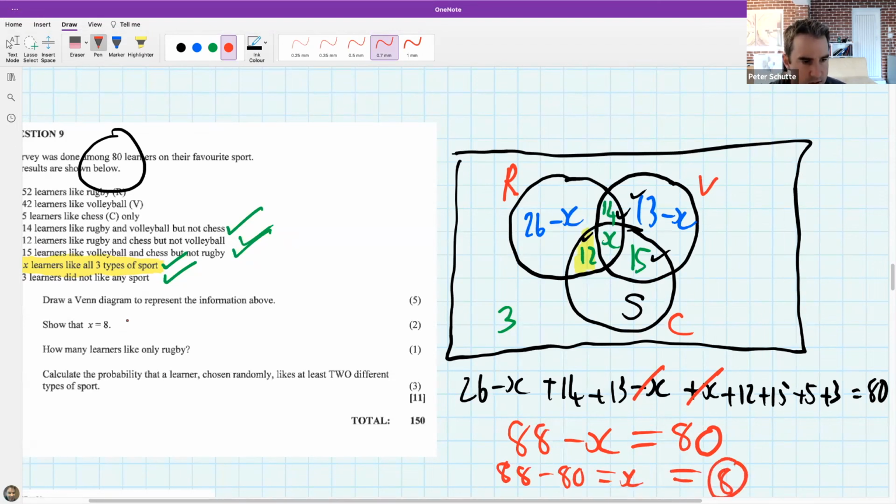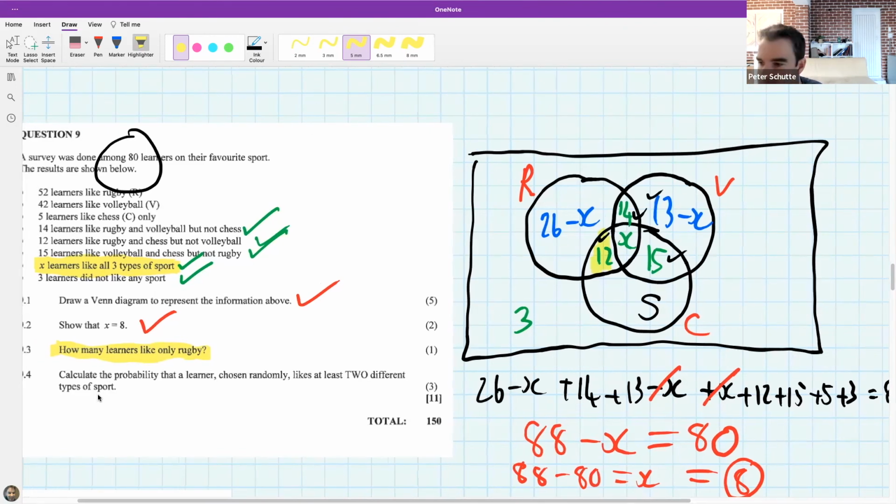Okay. We've got a little bit of extra time. See if you can answer these two questions. How many learners like only rugby? See if you can answer that question. Okay, our last question will be how many learners only like rugby, and then we'll let you go off and do the quiz.